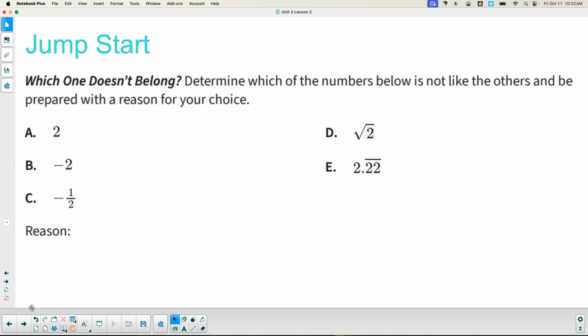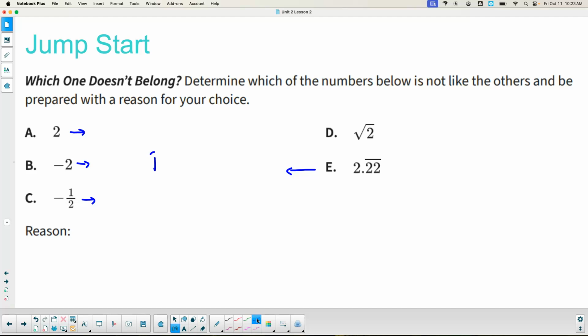Here we go with the reasons why one of these is not like the others. 4 of them are nice numbers, meaning 2 is a nice number. -2 is a nice number. -1/2 is a nice number. It's a fraction, but still a nice number. We're okay with that. 2.2 repeating is a nice number.